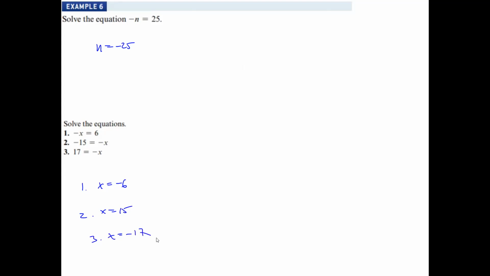Correct? Any questions? Why is number... Well, both sides have minus. So I either multiply by -1 each side, right? Or I can divide by -1, which is the same thing in this case. Okay.